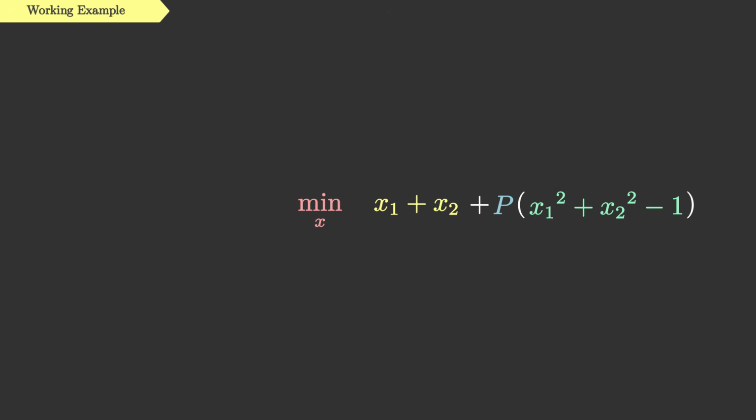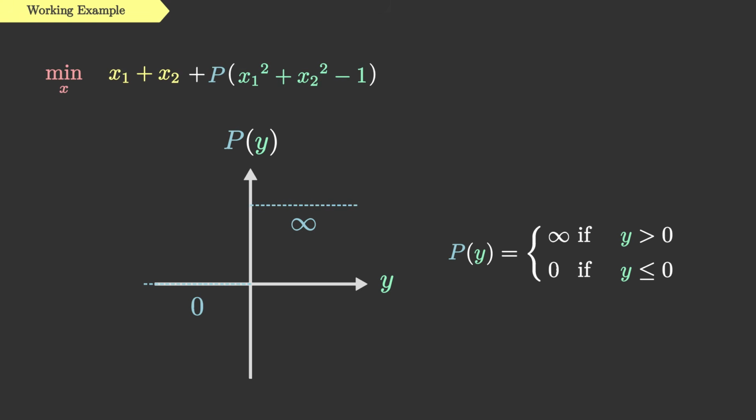And a natural choice for this penalty function is a function that takes the value of 0 when its argument is negative, and the value plus infinity when its argument is positive. Let's call this particular penalty function the zero infinity penalty for later references. Now, if you pick an x that satisfies the constraint, then the penalty term will evaluate to 0. It is as if the penalty term simply was not there. But if you pick an x that does not satisfy the constraint, then the penalty term will evaluate to plus infinity, which is really the worst possible outcome you can hope for as far as minimization problems are concerned.